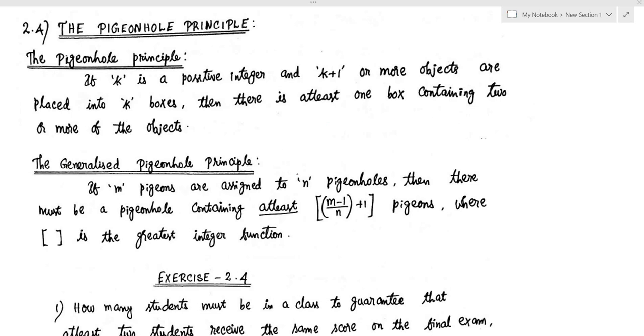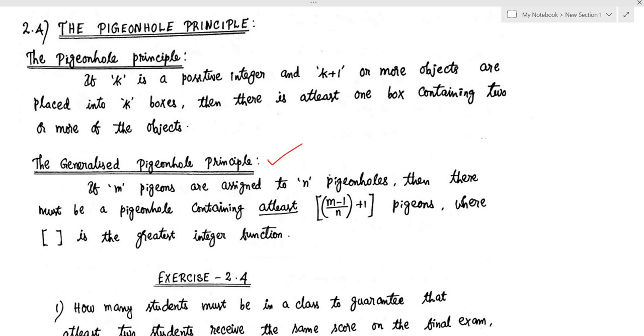Second one, the generalized pigeonhole principle. If m pigeons are assigned to n pigeonholes, then there must be a pigeonhole containing at least the floor of (m minus 1) divided by n, plus 1 pigeons, where the square bracket is nothing but the greatest integer function.